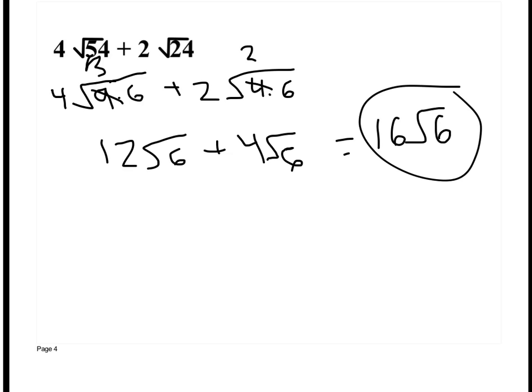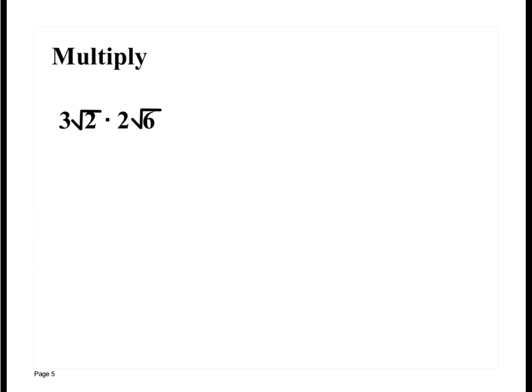Any questions? Alright, now you're multiplying radicands. They don't have to be like radicands when you're multiplying. It's the same thing as when you're multiplying unlike terms. Those don't have to be like terms when multiplying. They have to be like terms when you add or subtract, but not when you multiply. So here what we do is we do 3 times 2 and we do 2 times 6. 3 times 2 on the outside, 2 times 6 on the inside.